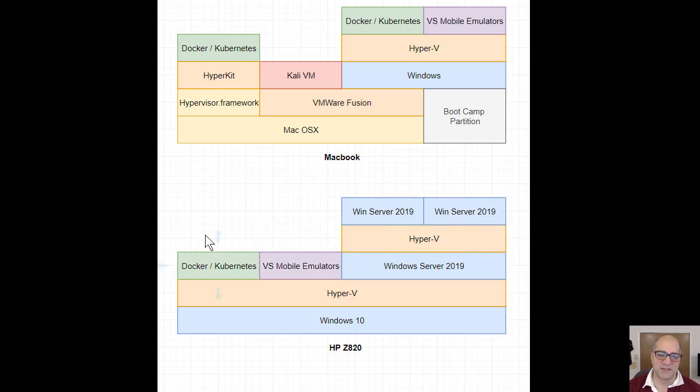The laptops I've got generally, I don't do any Hyper-V in the Windows on those. It would just be Windows 10 Hyper-V with a Windows Server in it, maybe, but generally all I need is the mobile emulators and Docker on my Windows boxes. So that would be the left-hand side of the screen, and my desktop tends to be the whole stack.